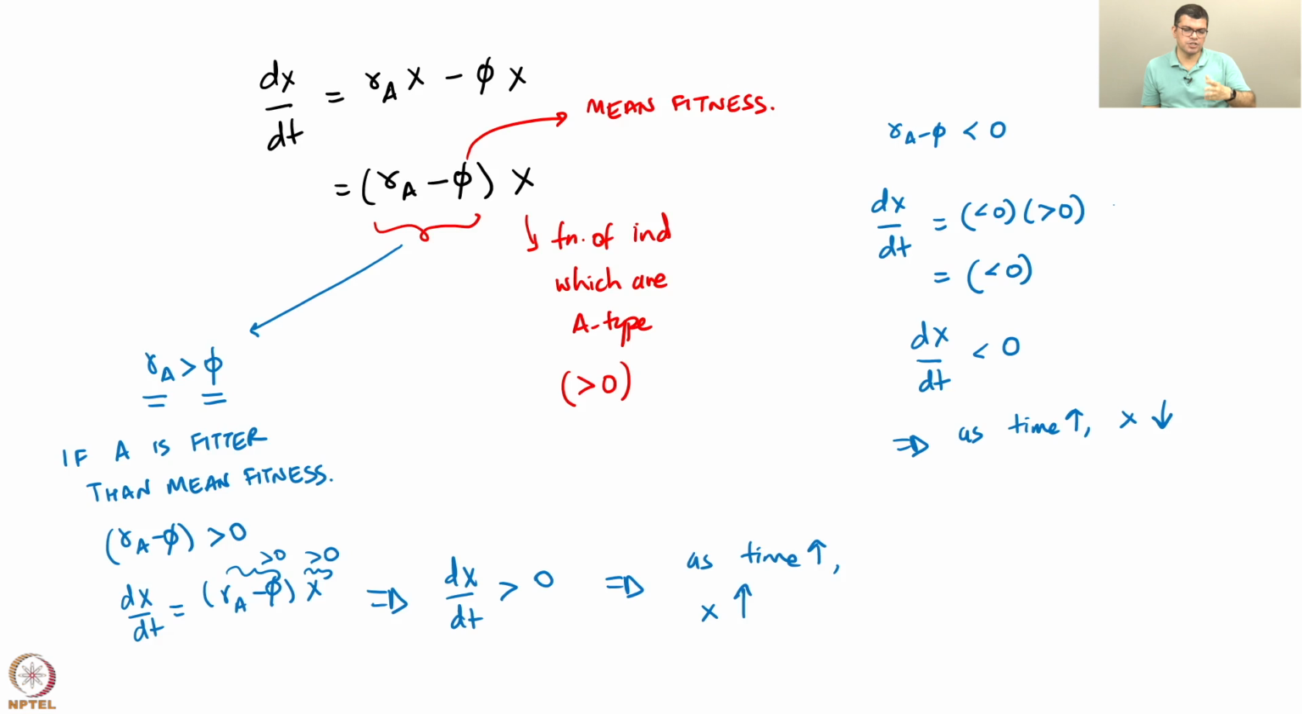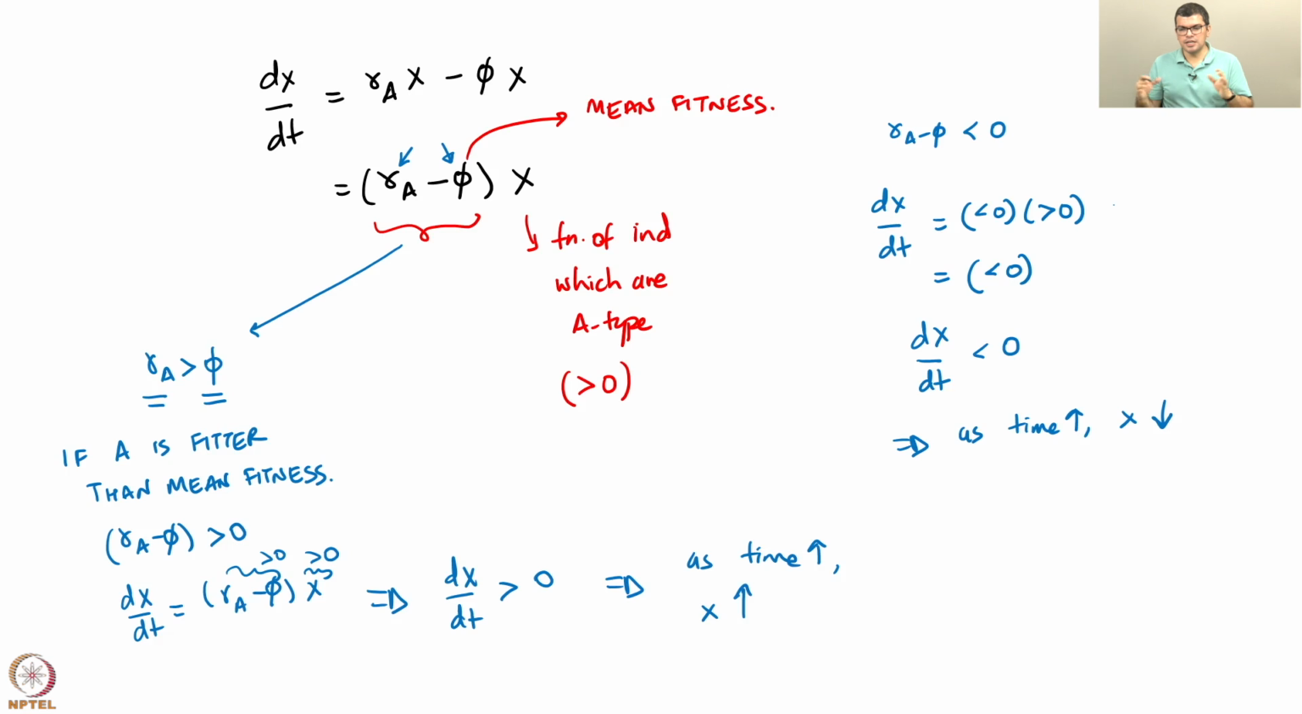So, we get a mathematical formula with which we can predict the fraction of individuals of any particular genotype in a chemostat at any given point in time, but we also get an intuitive relationship. And the intuitive relationship tells me that as long as the fitness of A type individuals is greater than the mean fitness, A will continue to increase in frequency. It is only when the fitness of A type individuals becomes less than the mean fitness that A will start to decrease in frequency.